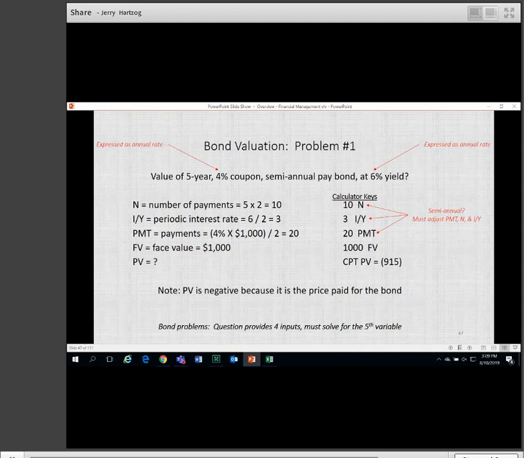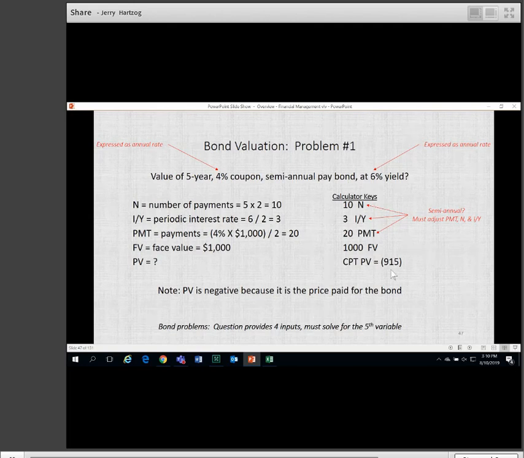Now, all bond problems are exactly the same. You're going to use all 5 white keys. The question will provide 4 inputs, and you must solve for the 5th. It doesn't make any difference what order you enter these first 4 items. You could put face value first and the number of periods last. It makes no difference. But one thing you have to be always careful about. Now, face value and present value, we never have to adjust. But these 3, N, IY, and payment, if it's not annual, you have to adjust it. Now, if it happens to be an annual pay bond, then you don't have to make those adjustments.